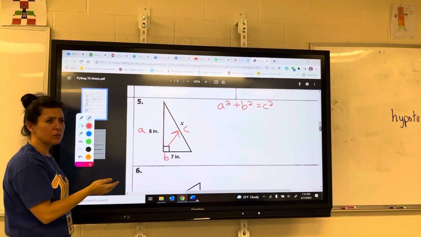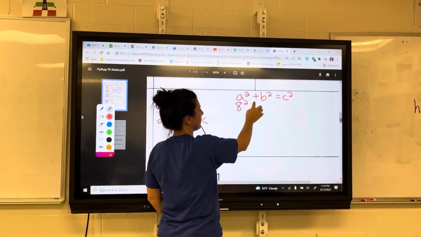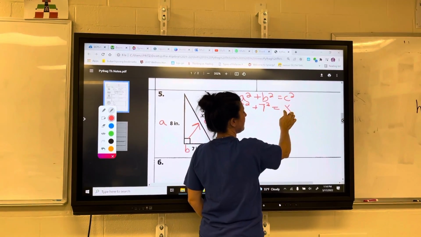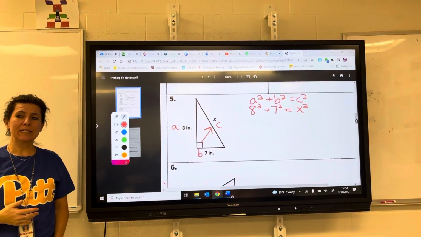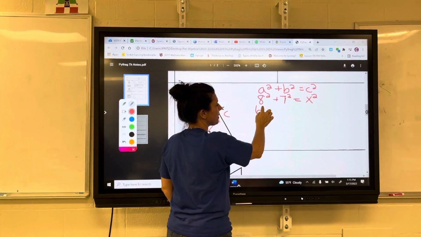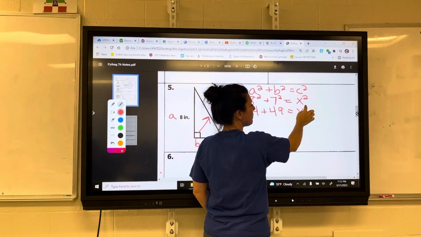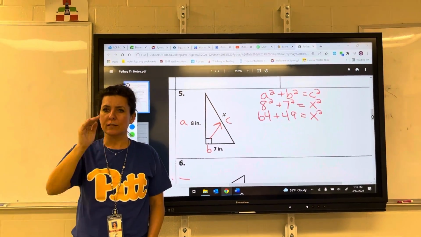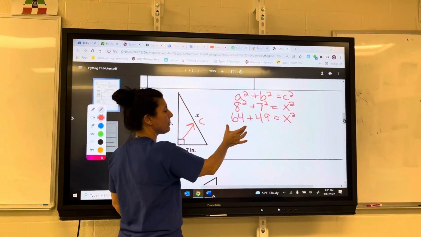My next step is to substitute, just like I did with the last problems. A is 8, B is 7, C I don't know, so I'm going to leave that as x. Just like I did with the last problems, my next step is to get rid of those exponents. Very similar. So 8 squared is 64, 7 squared is 49, and I'm bringing down my equals, I'm bringing down my x squared. Just like when we solved equations, it's important that you keep track of your work and you stay organized. My next step is to add these 2 things together.